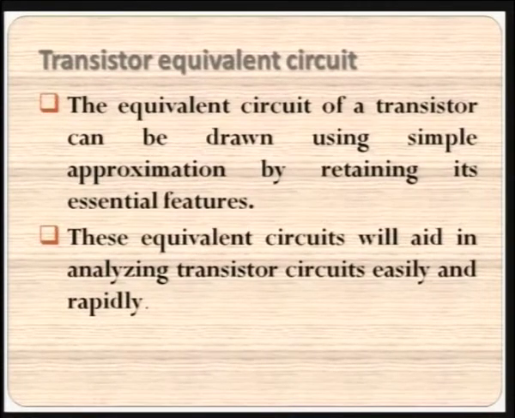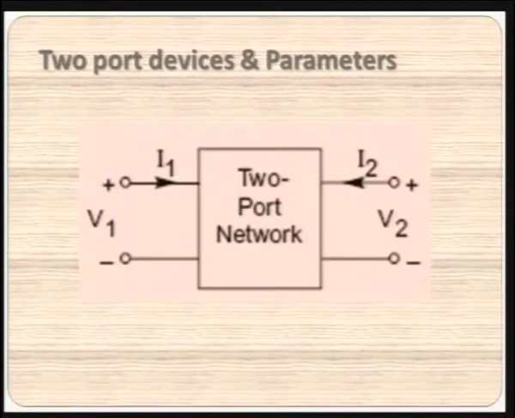The equivalent circuit of a transistor can be drawn using simple approximation, but by retaining its essential features. These equivalent circuits will aid in analyzing transistor circuits easily and rapidly. I would like to recollect the two-port network. V1 and I1 are the input variables, V2 and I2 are the output variables. So, a transistor should also have this feature intact when we draw an equivalent circuit.